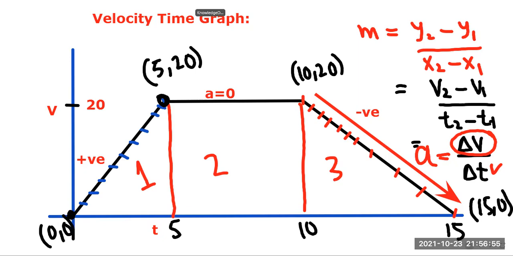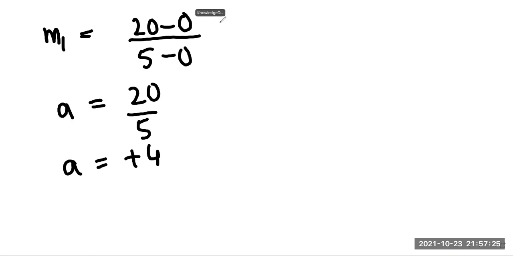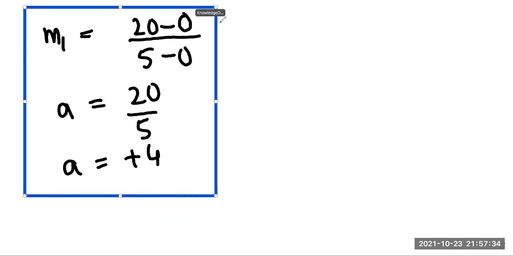So now let's calculate the gradient of the first part. Gradient for the first part is y2 minus y1, 20 minus 0, over x2 minus x1, 5 minus 0. So 20 minus 0 is 20 over 5. So acceleration is positive acceleration. It means the gradient of the first portion gives positive acceleration.